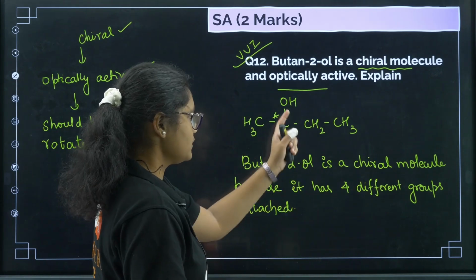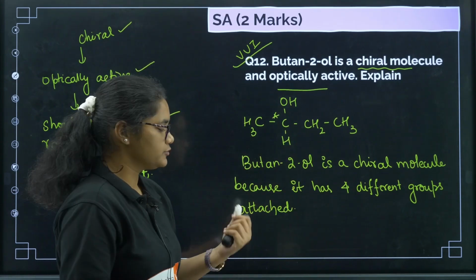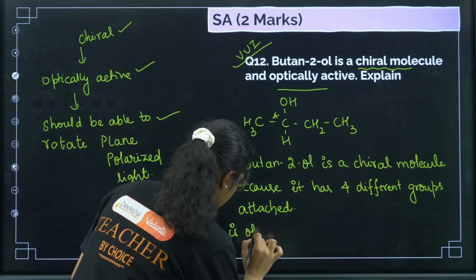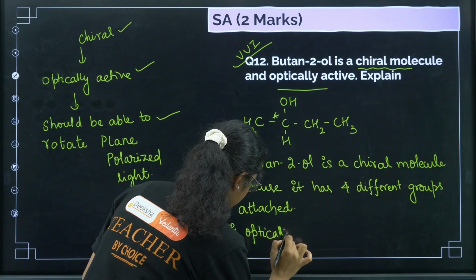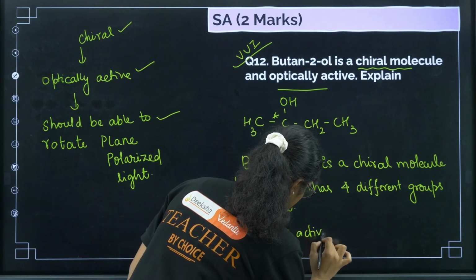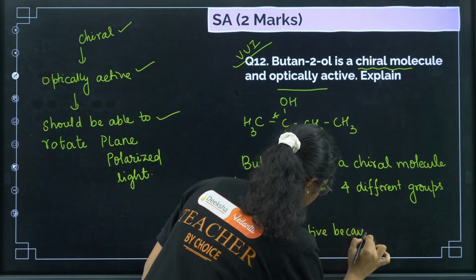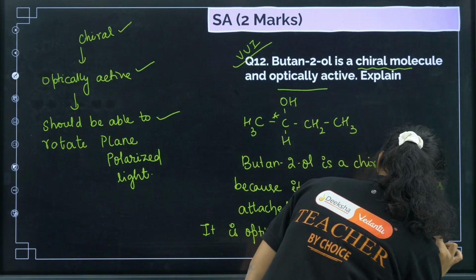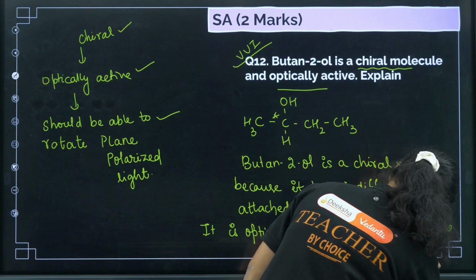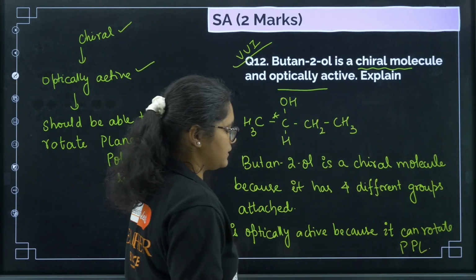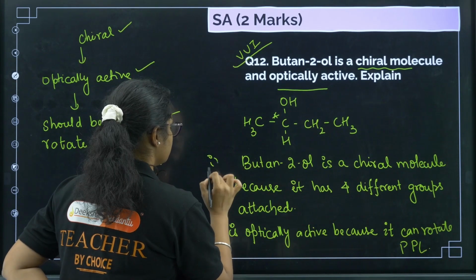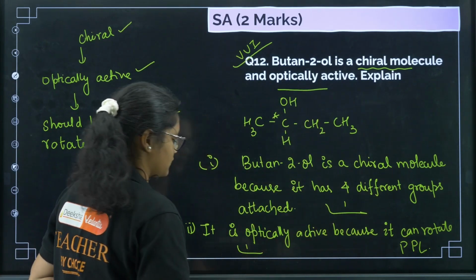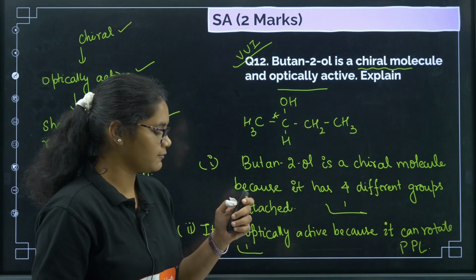Okay. Now, why is it optically active? So you can write down here, it is optically active because it can rotate plane polarized light. Okay, I have written PPL. So if you explain this one, this carries 1 mark here, and if you explain this one, this carries 1 mark. Got it? So 2 marks is awarded here.